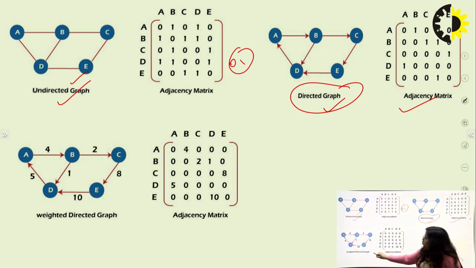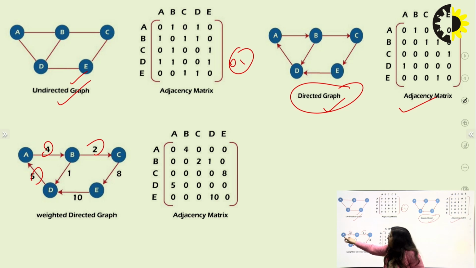But in the weighted graph, some values are present. If you have a direct connection A to B, it would be indicated by 1, but here the connection A to B has a weight of 4. So you write the weight 4.